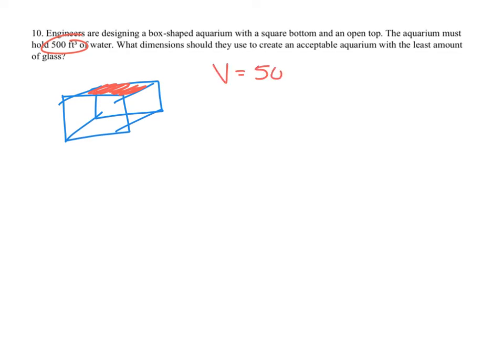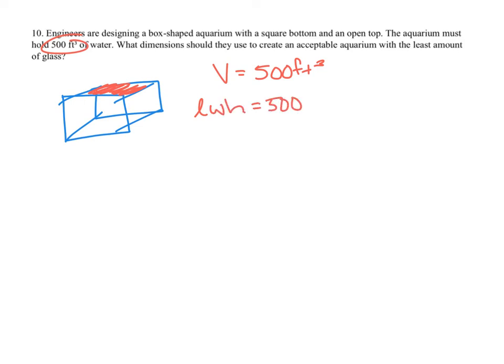The next question says, engineers are designing a box-shaped aquarium with a square bottom and an open top. With these types of problems, always draw yourself a sketch. You have a box-shaped aquarium with an open top, so usually I shade in the top because I know that I'm not using it. It says the aquarium must hold 500 feet cubed of water. Well, feet cubed and holding water tells you automatically you're dealing with volume. And the volume of a rectangular prism would be length times width times height.